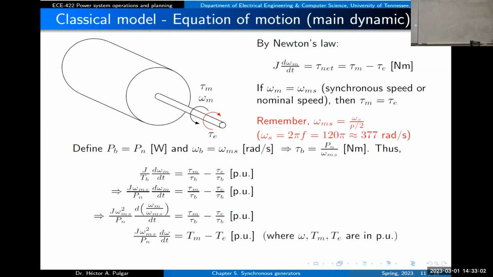As you can see here, it is similar, but the variables now are simple. We don't have to deal with newton meters or radians per second. The three main variables here are going to be in per unit. In this equation, you can see that there is this term right here. What do you have there? Power. What do you have here on top? What does that term look like?